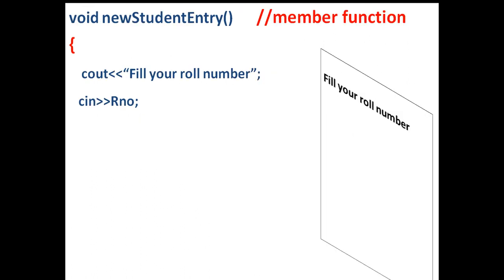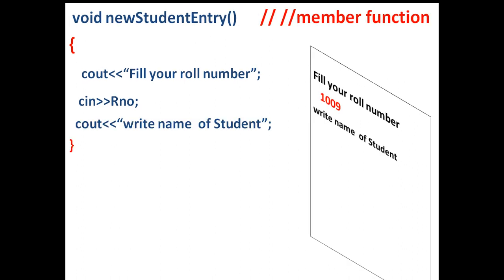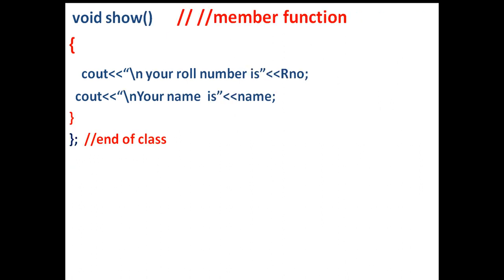We have also taken a member function for getting entry; void new student entry is the name of our member function. It is getting the roll number entry and name entry. And we have also taken a show member function. It will show the details of the object. After the member functions, we are ending the class. A class is always ended by a semicolon.